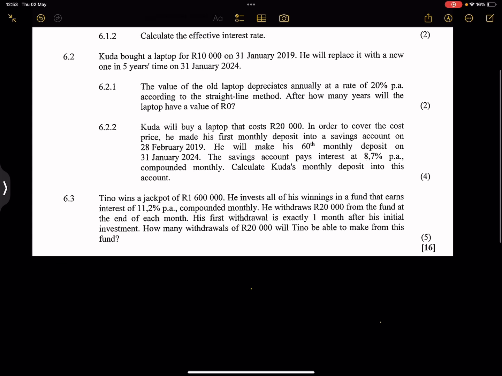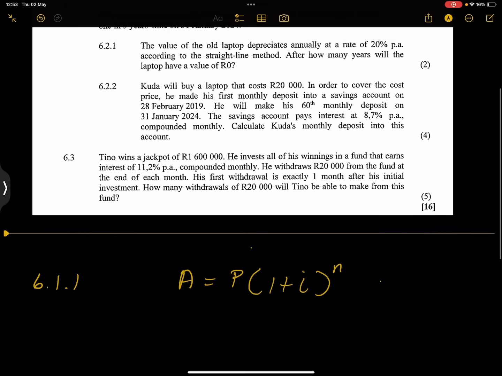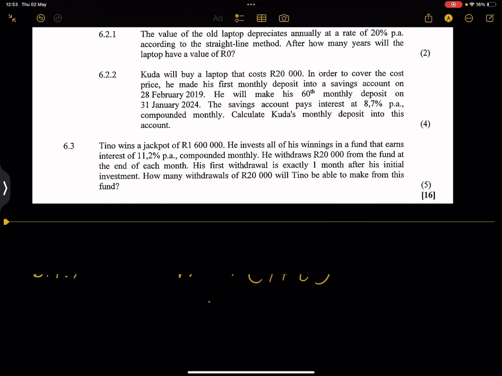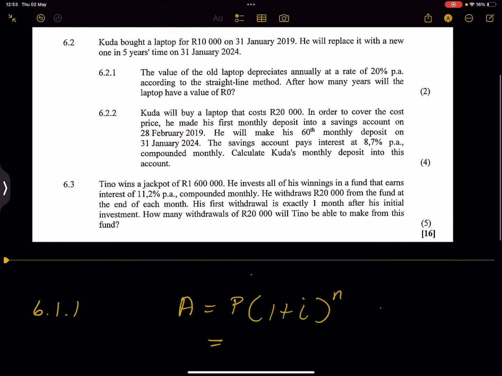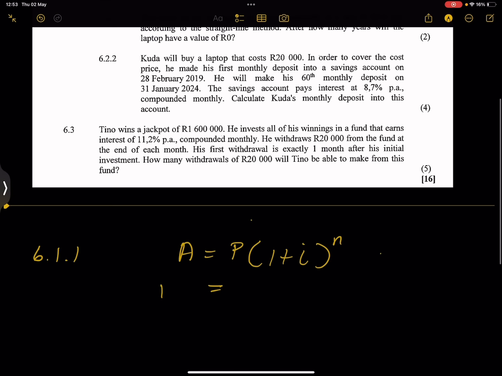So we know we are looking at the compound interest formula here. So we know that A is equal to P(1 plus i) to the exponent n. So we know that our accumulated amount would be 19,319.48. Okay, so let's just write that nicely.